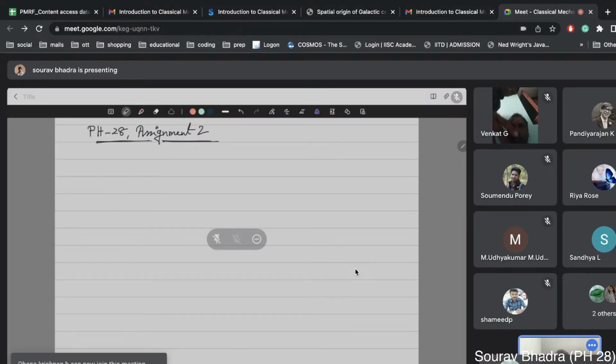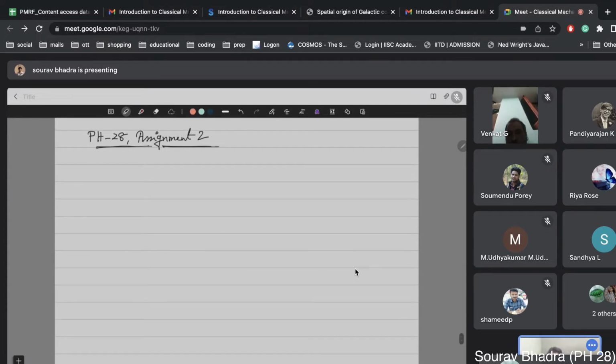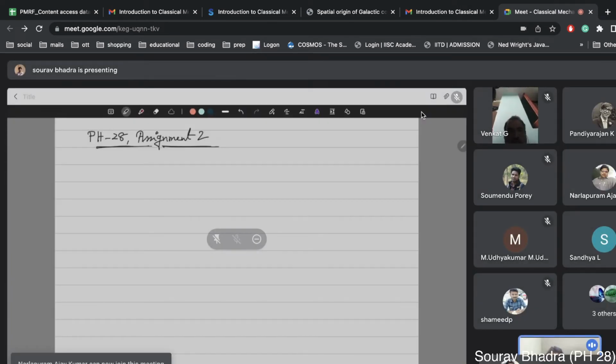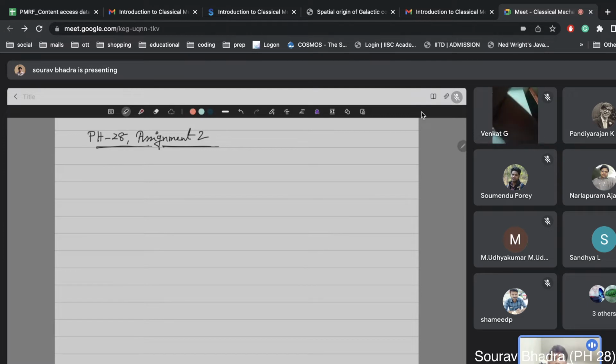Okay, so today we'll go through assignment 2, but there are only 5 questions in assignment 2 that will not take more than 12 to 15 minutes. So I thought that we can go through some examples of D'Alembert's principle or the Lagrangian equation. So today we will do some examples and applications of those principles.